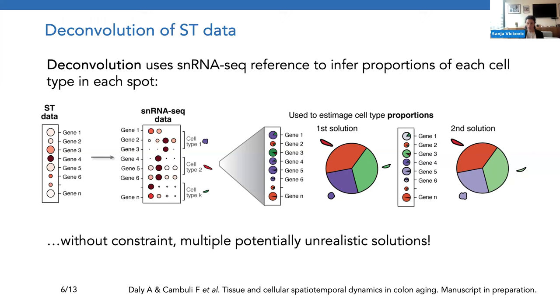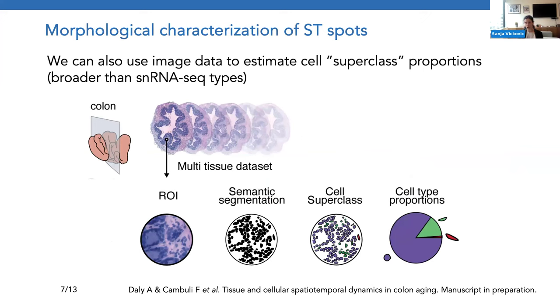However, in our case, with spatial transcriptomics data, we have the rich histology information. This means that we can use this information to do semantic segmentation. In semantic segmentation, we can then assign cell superclasses. Cell superclasses can be very broad cell classes. I'll give you an example. We are maybe looking at epithelial cells, fibroblasts, muscle cells, and immune cells. It doesn't have to be more detailed than this, but these labels for the cells have to be reproducible.